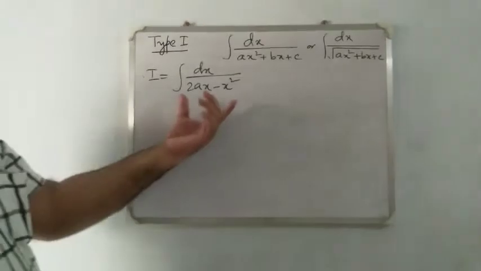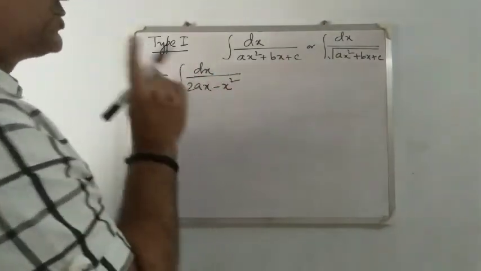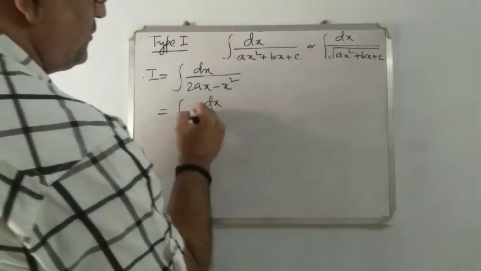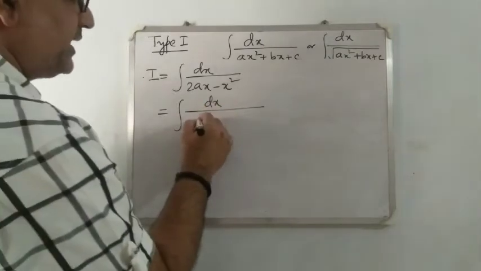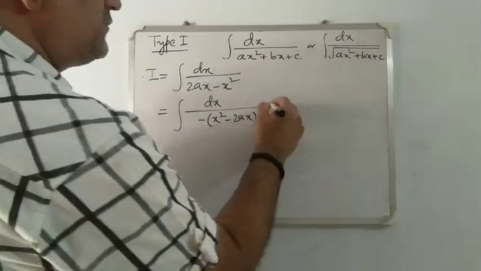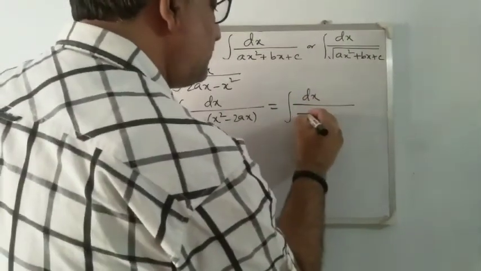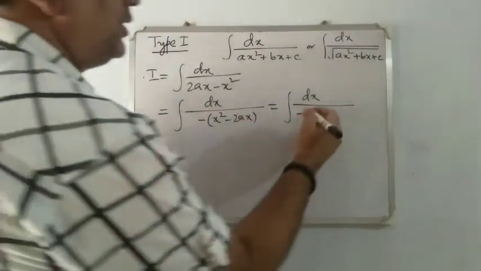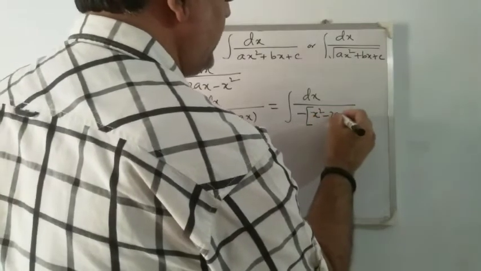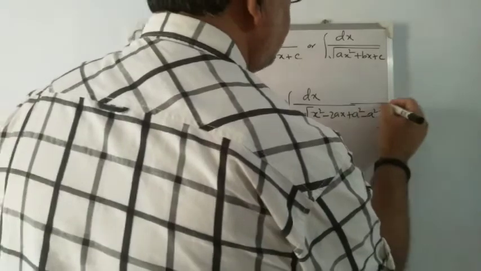Now, to do this problem, you see here x square term is negative. So first of all, you have to take common, integral dx by... You can take minus common. You will get x square minus 2ax in the bracket. Now, after that, integral dx by, you just leave minus here. Do not take it out. Then here you will get x square minus 2ax plus a square minus a square for making it a perfect square.